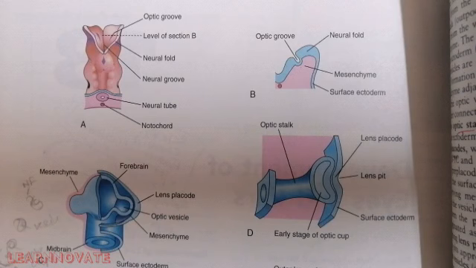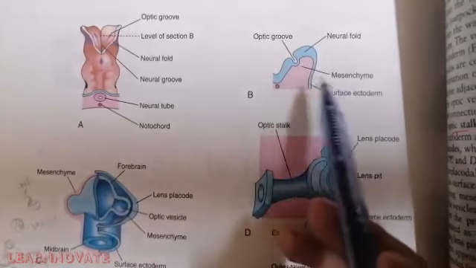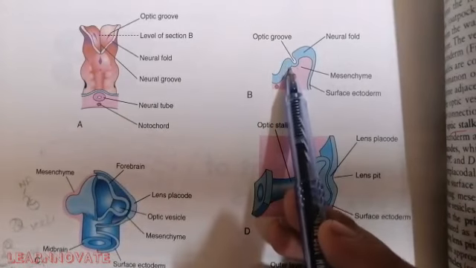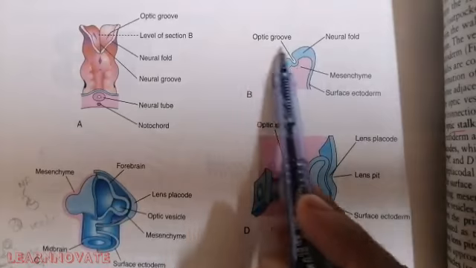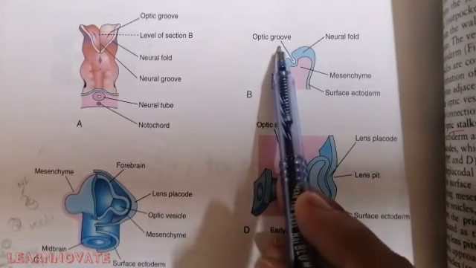The development of the eye starts at the 22nd day of the embryonic period, also called the third week of the embryonic period. At the third week, when the nervous system was developing and the diencephalon and the telencephalon were differentiating, the optic grooves appear on both sides of the diencephalon by the invagination of mesenchyme. These grooves are called the optic grooves.